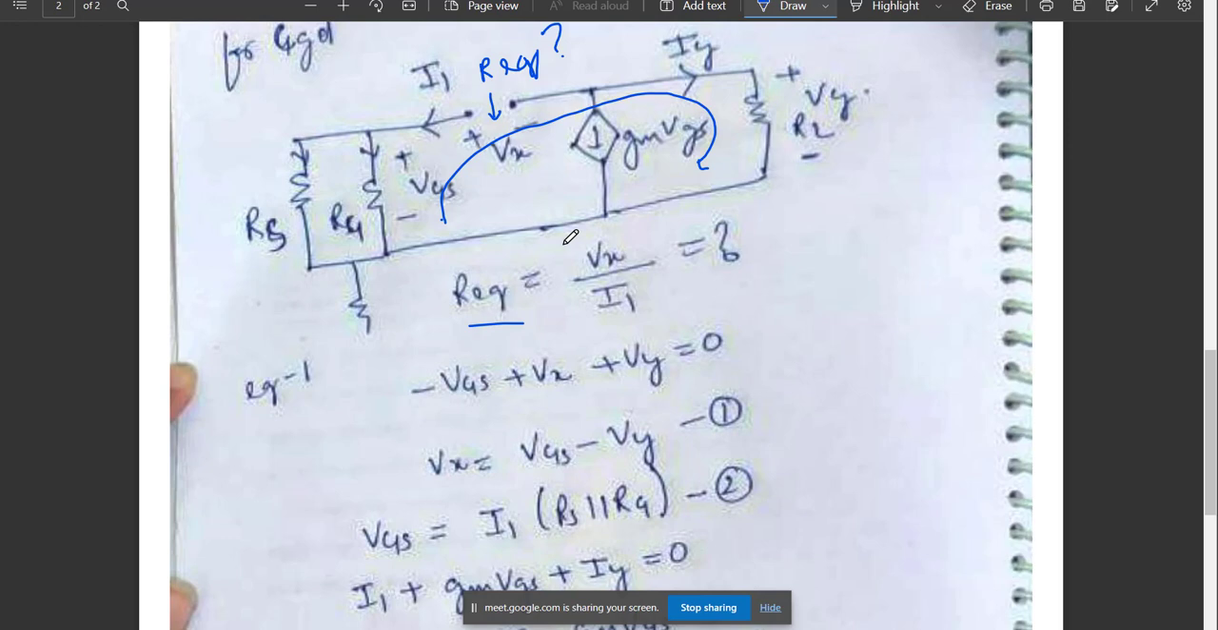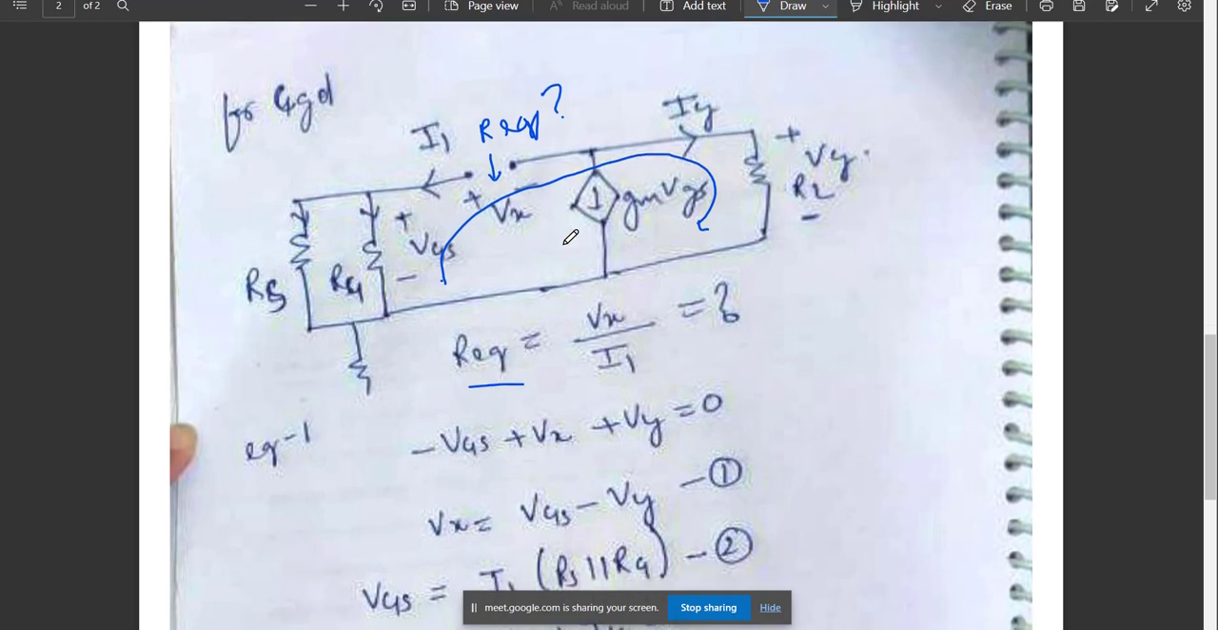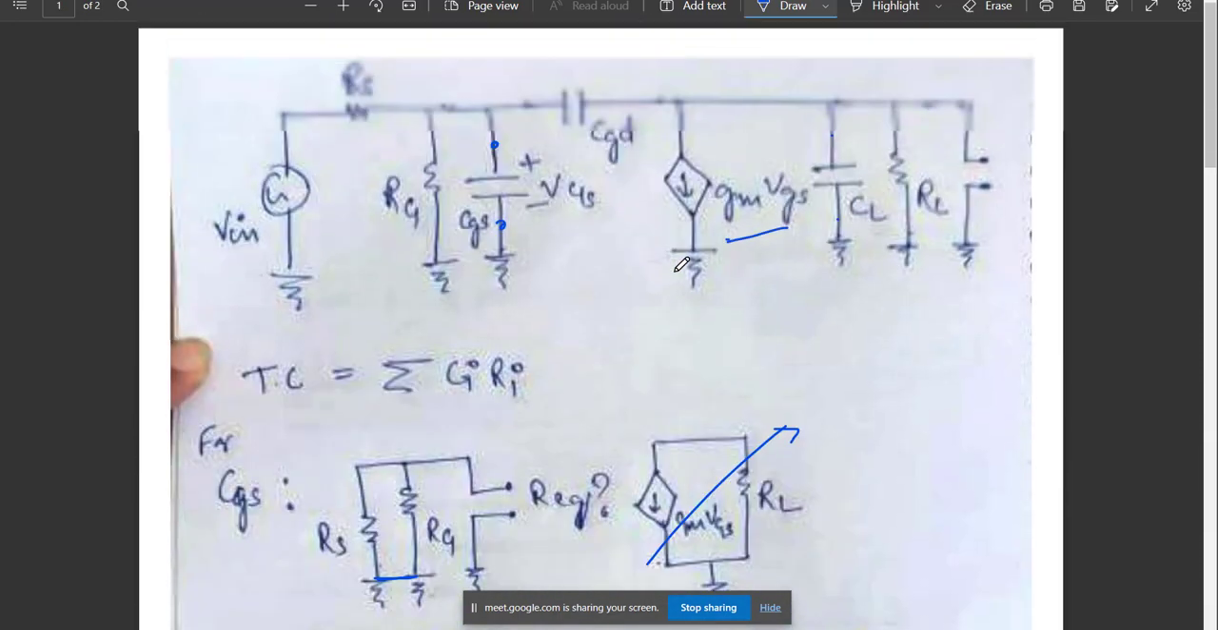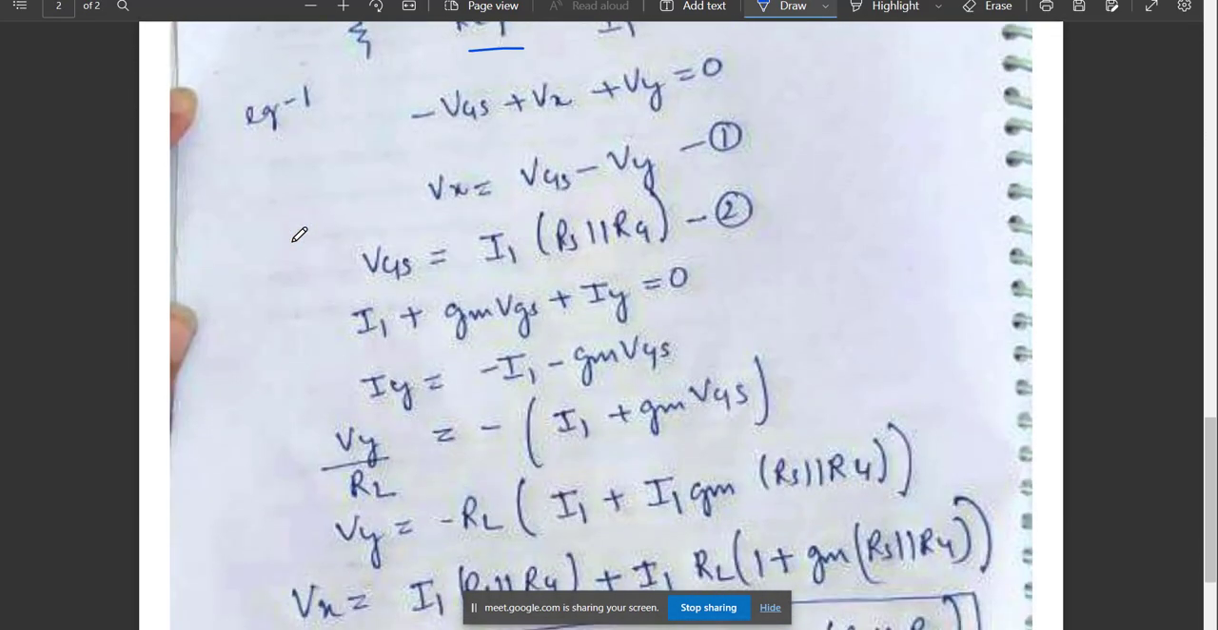Ma'am, can you explain this part from the beginning, because I disconnected. Only the RGD part. Yeah. Okay. So this is the equivalent circuit that we have got to find out RGD. We have open circuited this, we have open circuited here, and all this we have short circuited. So something like this we are getting.